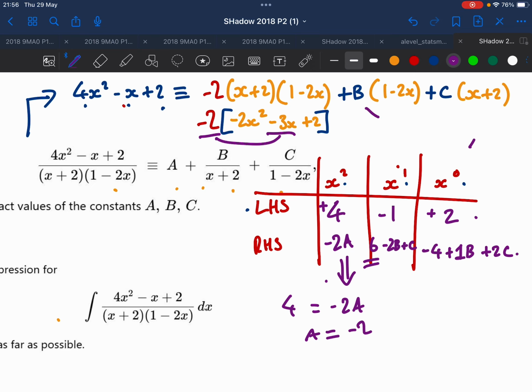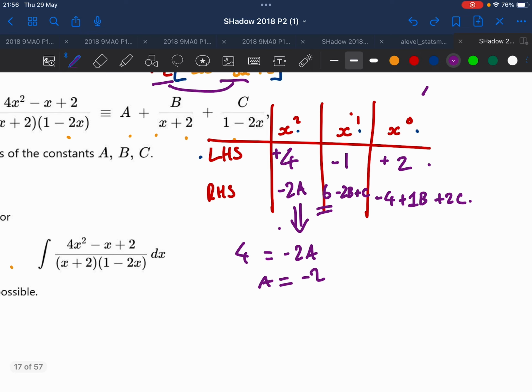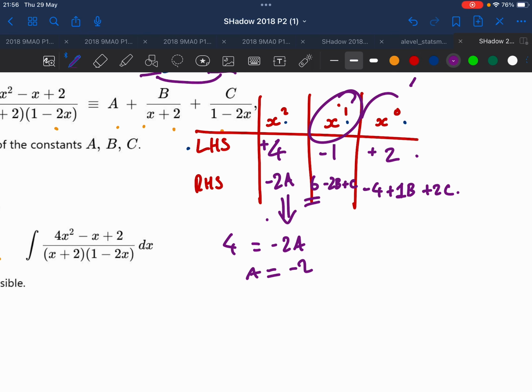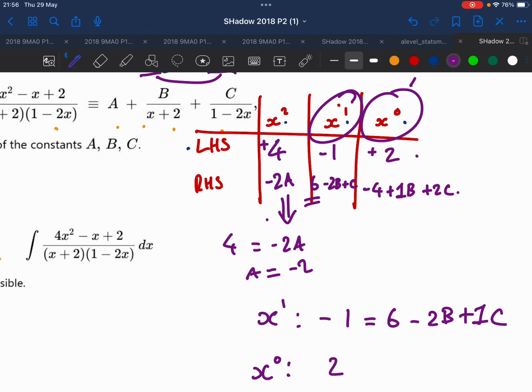For the b term, you get -2bx. So -2b is what we write. And for c, you've got cx, so 1c. Okay, so we can go through this process of comparing and make some equations, and then we write our equations out for these ones. So for the x terms, we have the equation of -1 equals 6 minus 2b plus 1c. And for the constant terms, without an x, we got 2 equals -4 plus 1b plus 2c.